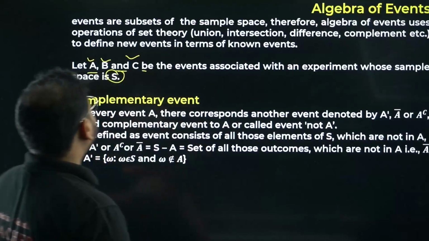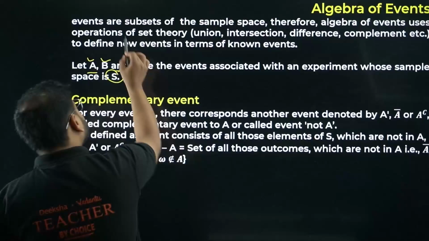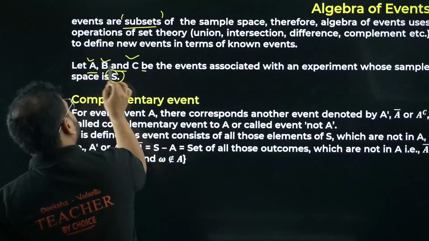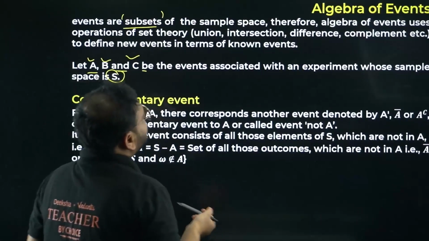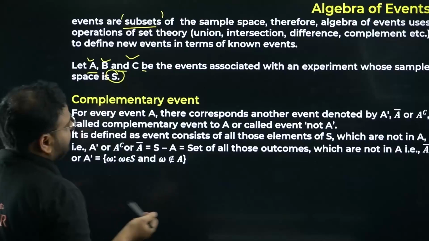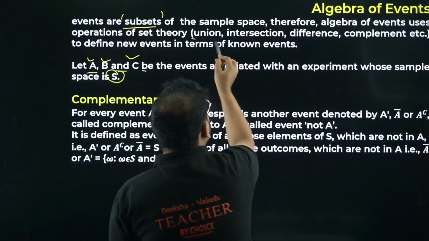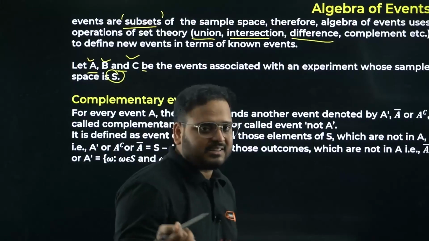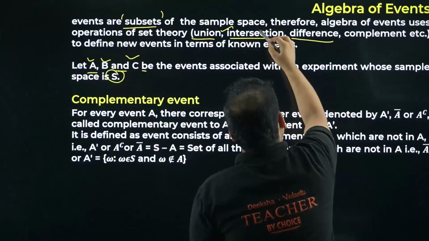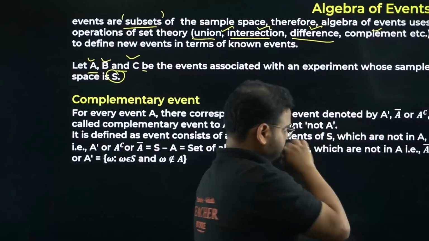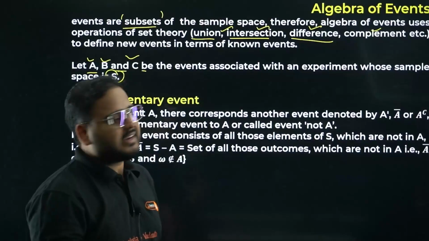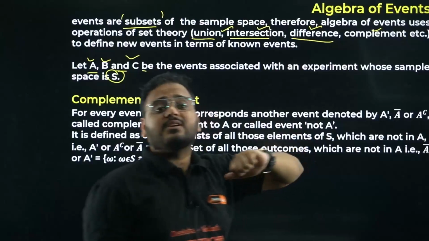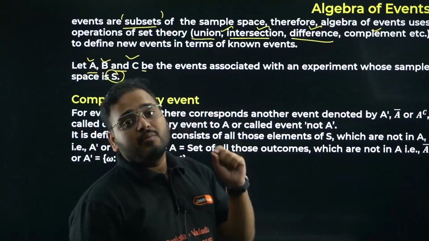Please check. So events are subsets. A, B, C are events, and those are subsets of the sample space. Therefore algebra of events uses operations from set theory, namely union, intersection, difference and complement. Have you seen this? Of course you've seen this in set theory. We have learned all these definitions: intersection of 2 sets or events, union of 2 events, difference of 2 events. But in this case, we'll learn to find not only the intersections, we'll learn to find their probabilities also.